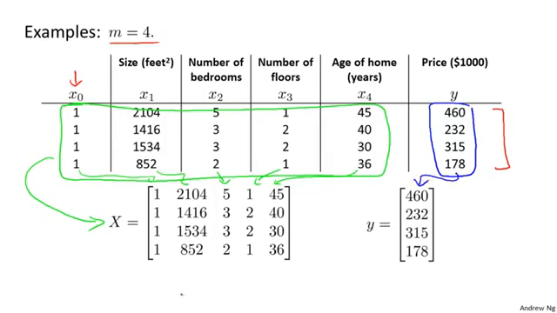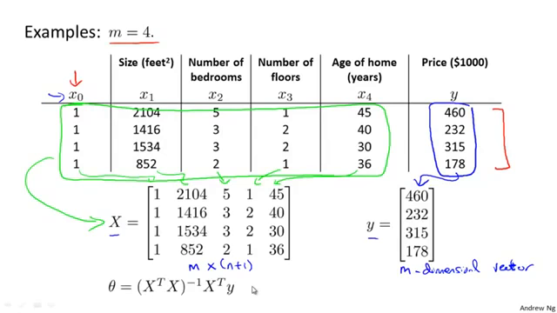So X is going to be an m by n plus 1 dimensional matrix, and y is going to be an m dimensional vector, where m is the number of training examples and n is the number of features. I have n plus 1 because of this extra feature x0 that I had.